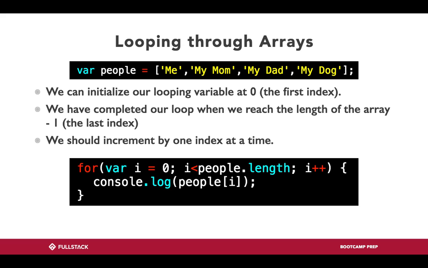Now i is equal to 3, and 3 is less than 4, so log out my dog, and then it adds 1 to i, and it says, okay, i is equal to 4 now, right? It checks, is i less than people.length? It's not, it's equal to, so therefore the for loop terminates.